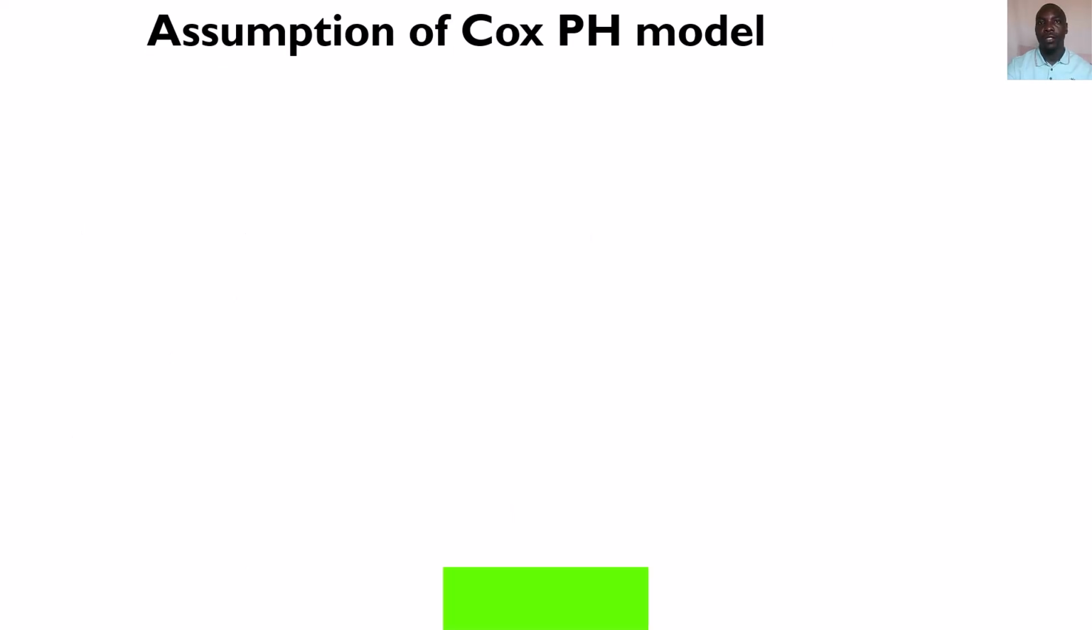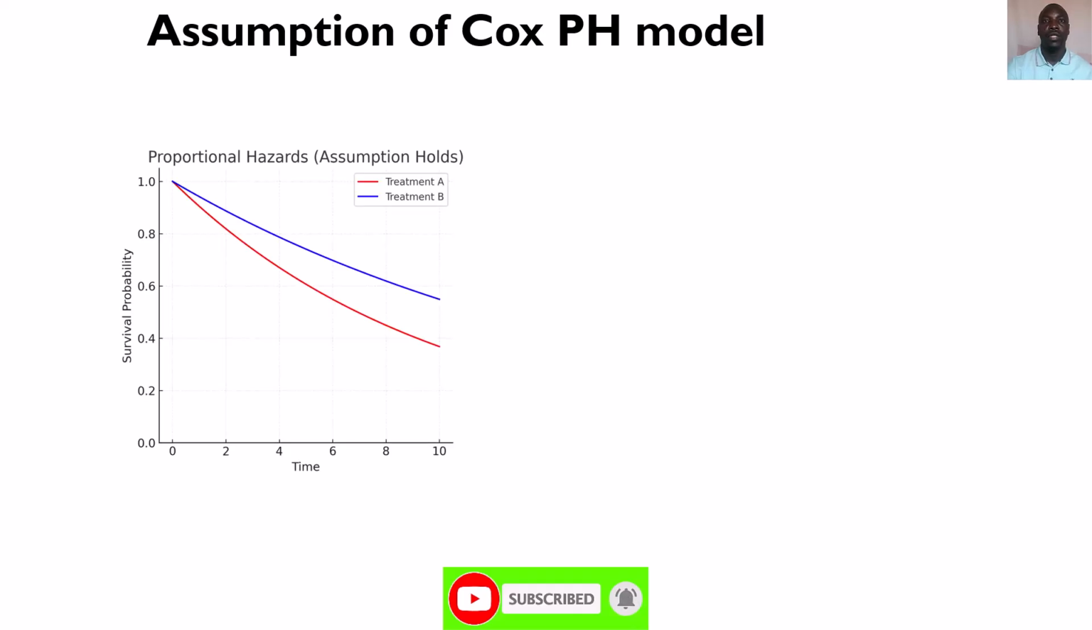So what is this proportional hazards assumption that we are talking about? To understand this assumption, let us consider a plot of survival probability against time for participants receiving treatment A and those receiving treatment B. Over time, the survival probability is expected to reduce. However, with this assumption, it is assumed that as the survival probability of participants receiving treatment B reduces, the survival probability of those receiving treatment A is also expected to reduce in a proportional manner at any time point.